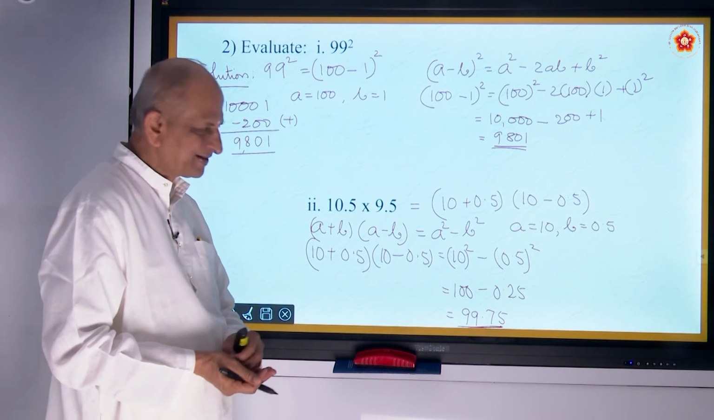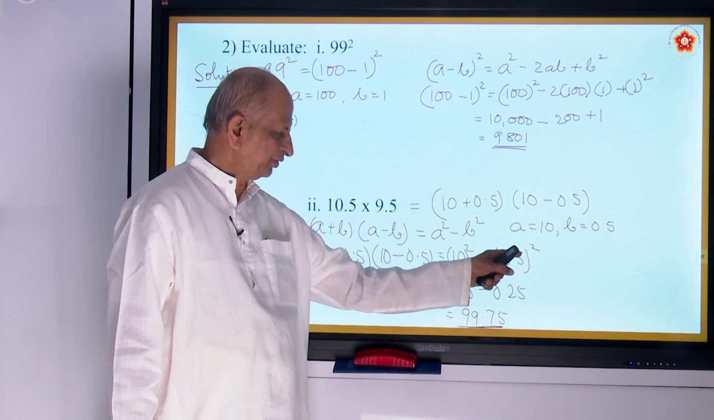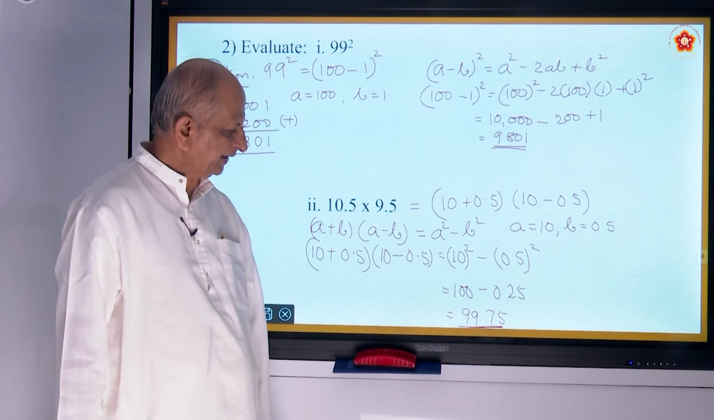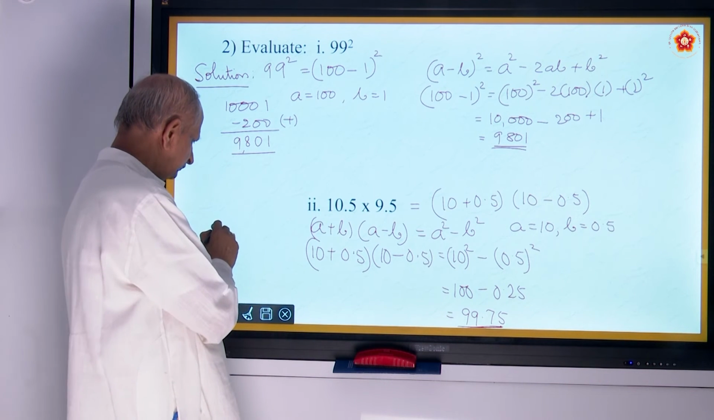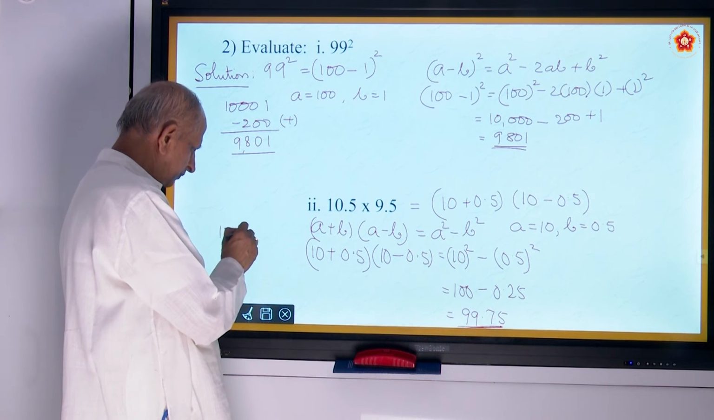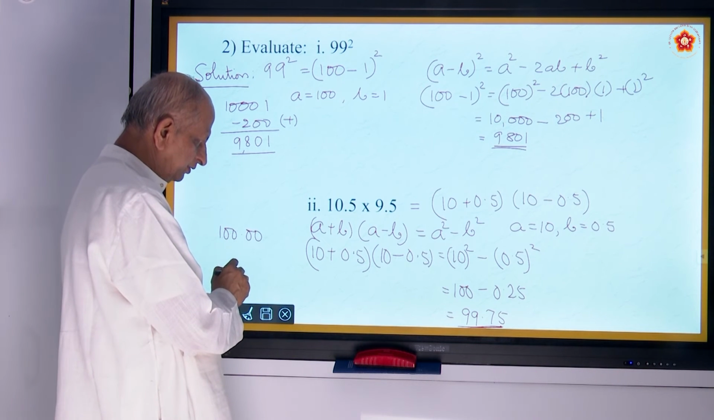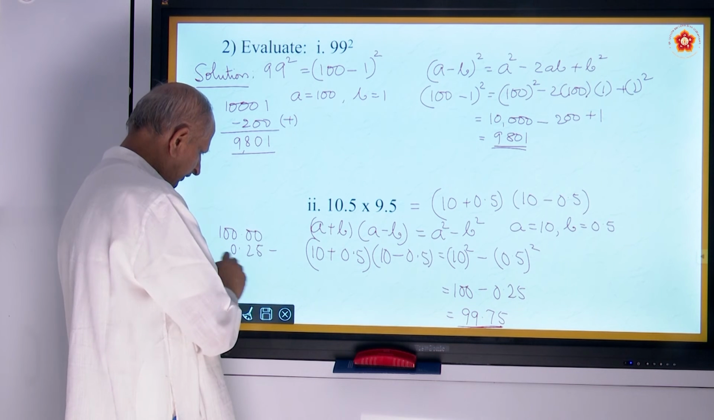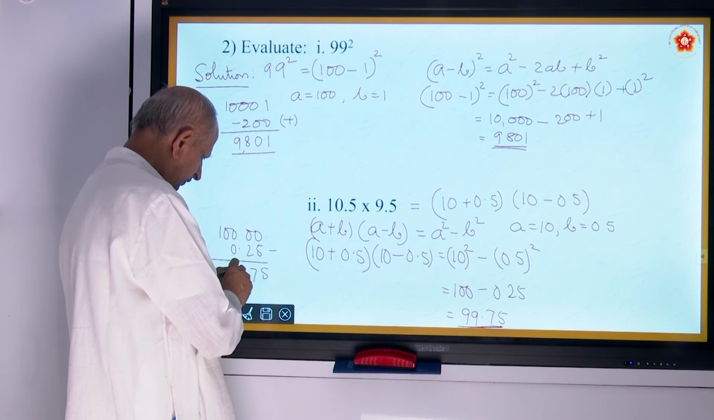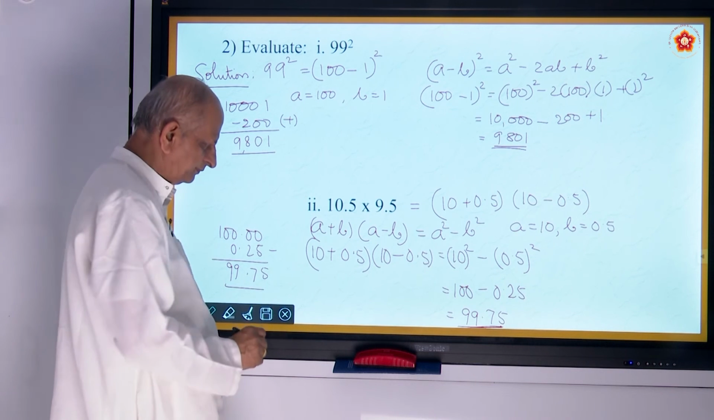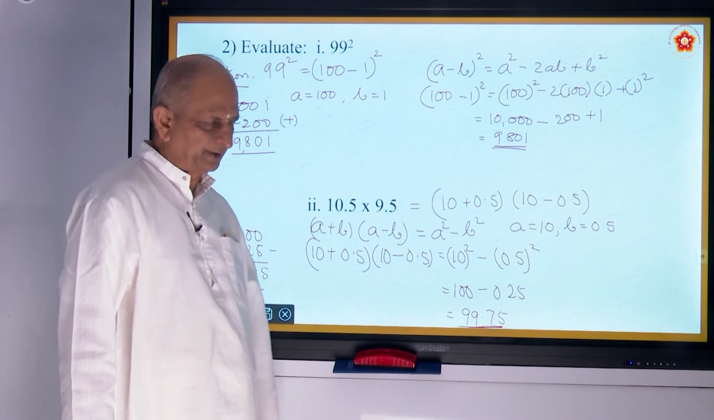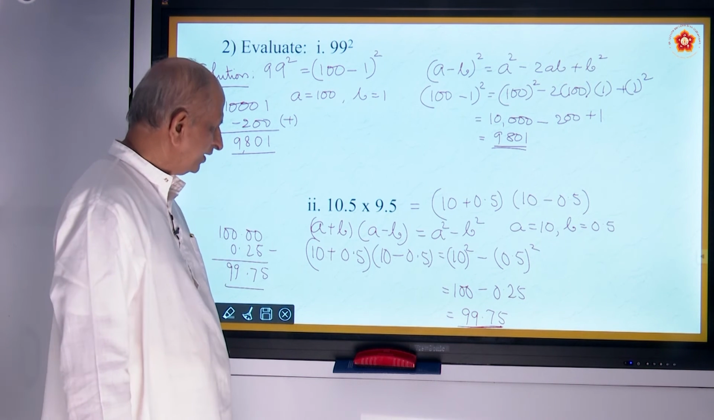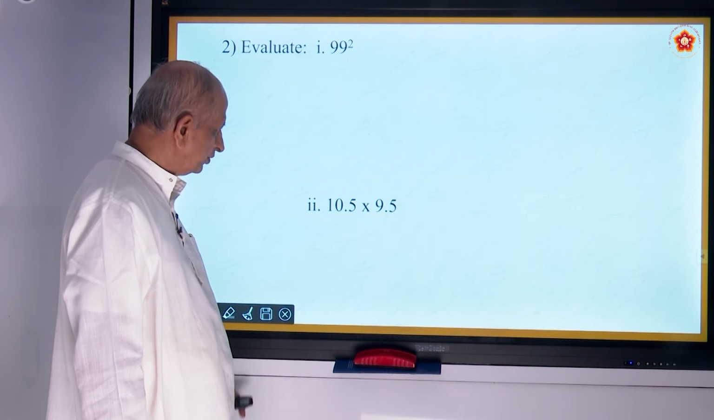So simple. So 10 square is 100 minus 0.5 square is 0.25. Subtract, you get 99.75. I think you know how to subtract. When there is no term, you write 0.00. Another one is 0.75, 25. Subtract, you get 99.75. How you got it? Very simple, interesting. Okay. Noted down? Okay.